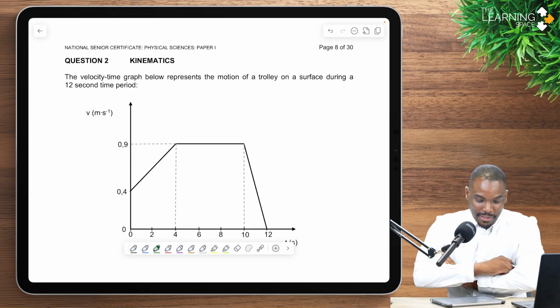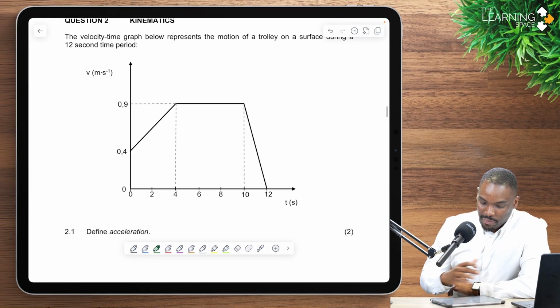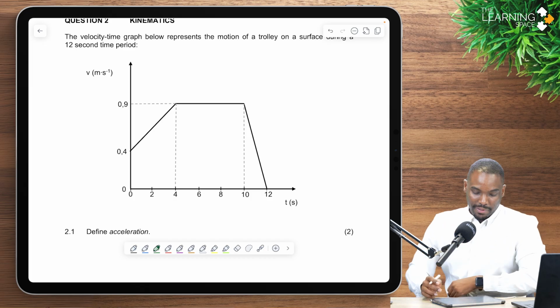Alright, question 2 then says, the velocity time graph below represents the motion of a trolley on a surface during a 12-second time period. We see this graph that's been given to us there. Over 12 seconds it goes up, stays constant, and then comes down to zero velocity, right?